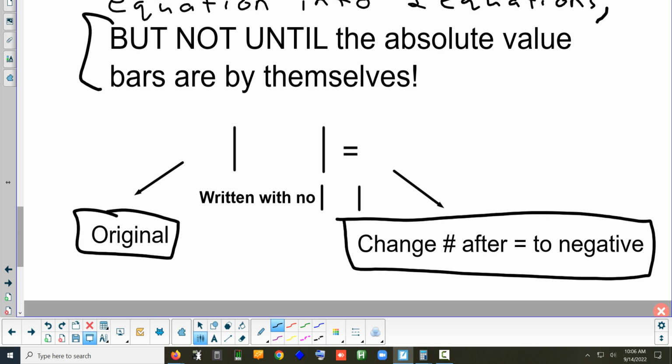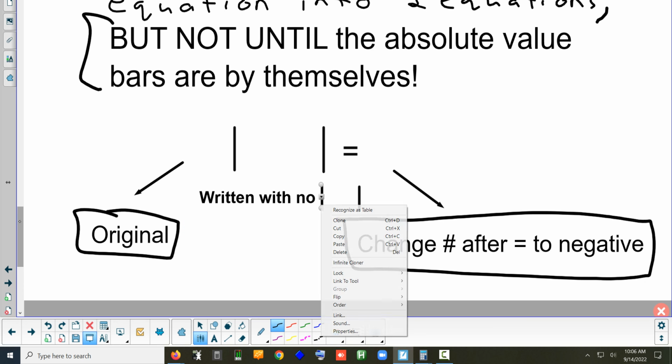we take the bars away. The bars are gone. So the vertical bars, get rid of them. One of the equations we're going to write down is exactly the same as the original problem. You literally take away the bars. So let me show you an example of that, and then I'll show you what the other side is.